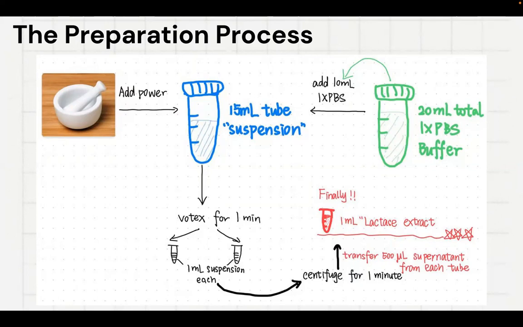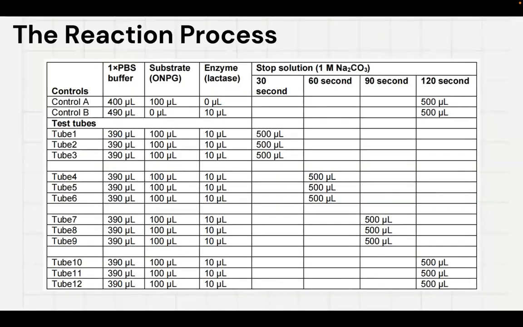The next step is to transfer 1 ml suspension into 2 tubes dividedly and centrifuge them for 1 minute. Finally, we transfer 500 microliters supernatant from each tube to a new microcentrifuge tube. In this way, we get lactase extract. Then is the reaction phase.